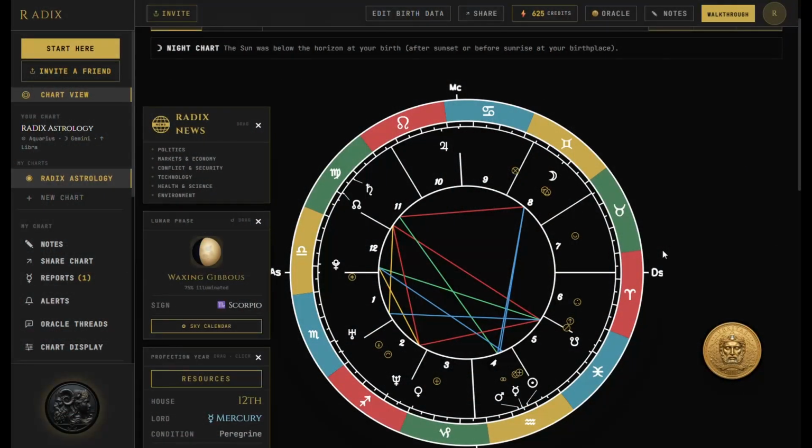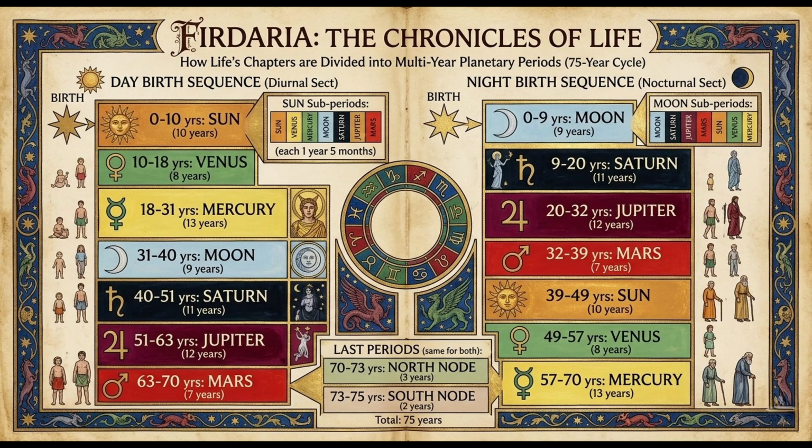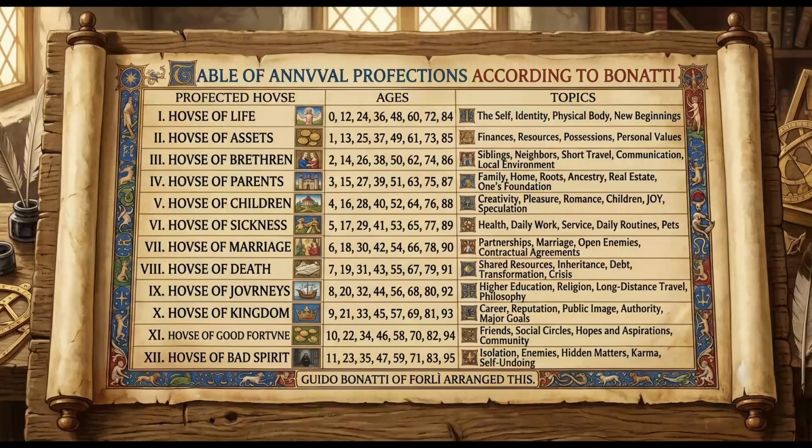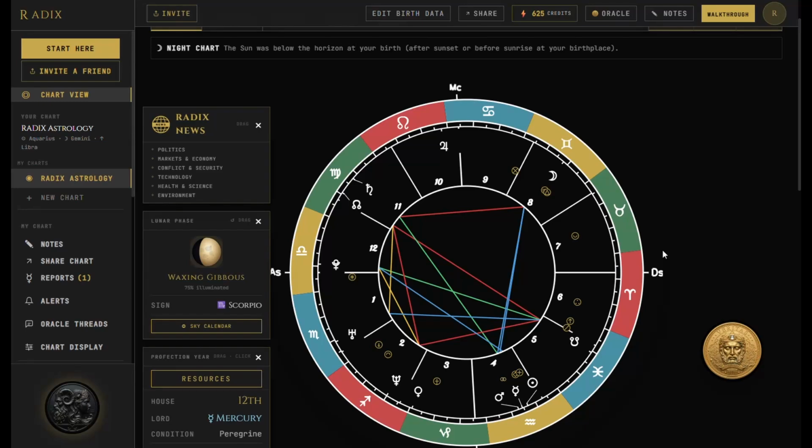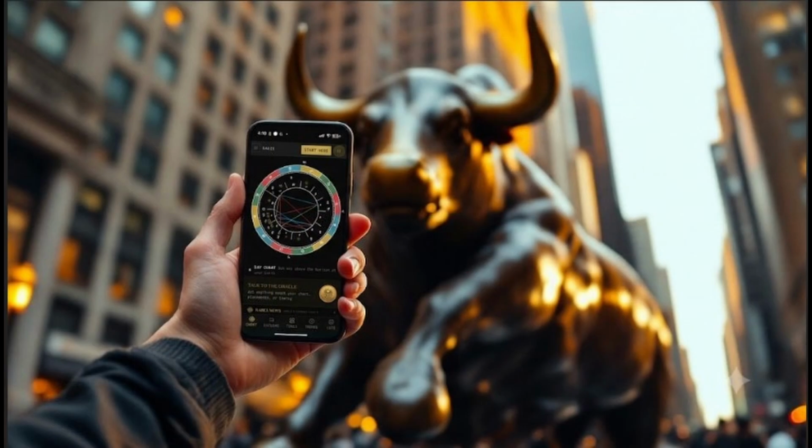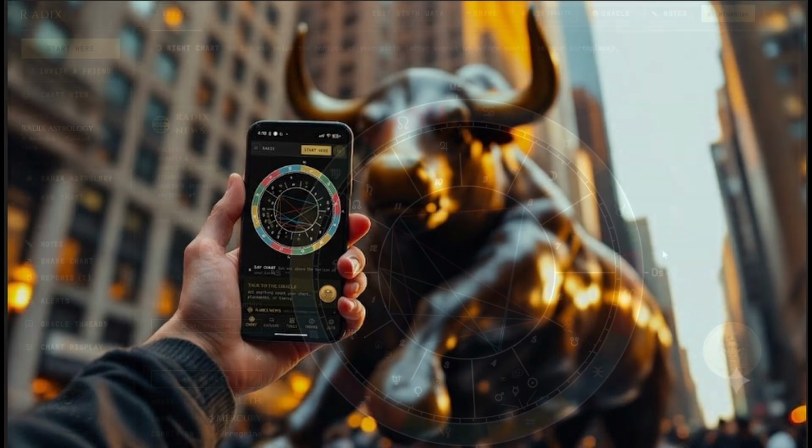Step 4, and this is where the lots become most powerful. Watch timing techniques pointing at them. When a Firdaria lord or annual profection lord activates the degree of a lot, that lot's themes come into sharp focus. This is when the lot stops being background information and becomes the year's active story. A Firdaria lord transiting your lot of fortune is a material circumstance event.